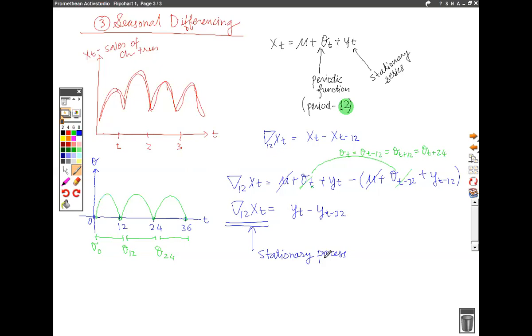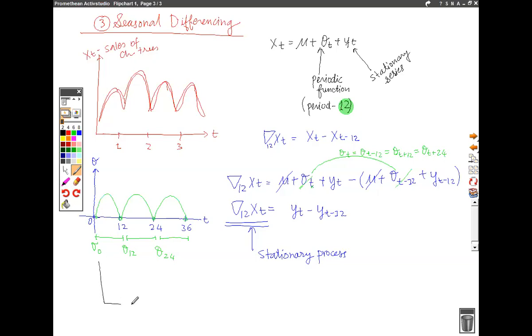Also, I guess I should mention this. Sometimes the way to recognize seasonal differencing or seasonal data that you have at hand is very easy. You just plot the time series and have a look, and you know that a seasonal factor seems to be affecting the time series.